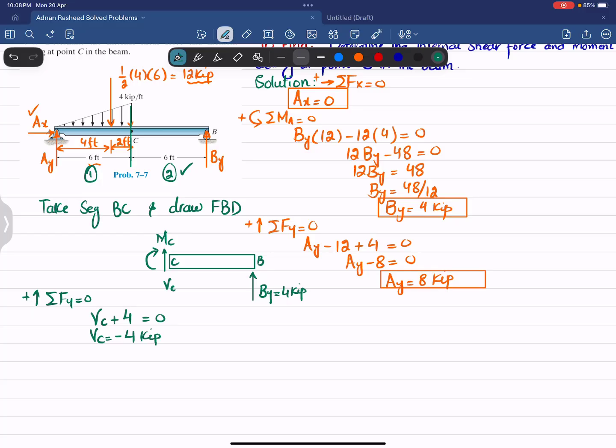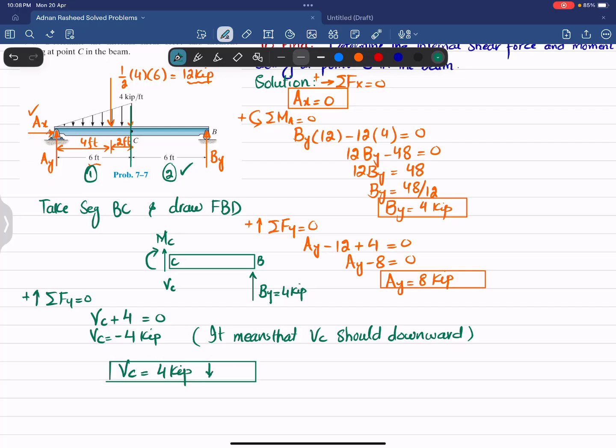Okay, minus means that our assumed direction, which we have taken upward, is wrong. So VC should be downward. So I can write VC is equal to 4 kip and it should be downward. Or you can also write it as VC is minus 4 kip.